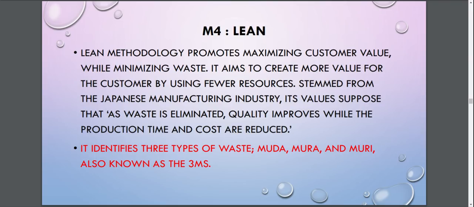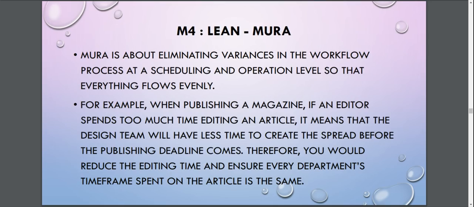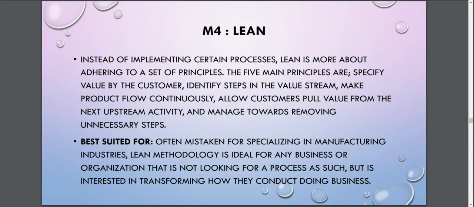Jadi dalam lean methodology ni, it identifies three types of waste. Itu mudah, murah and muri, also known as the 3M. Itu adalah kaedah dia lah. So you can read through apa yang dikatakan sebagai mudah, apa yang dikatakan sebagai murah, and then apa dikatakan sebagai muri. So this is all the Japanese punya terms lah. So kita tengok memang Japanese punya term.